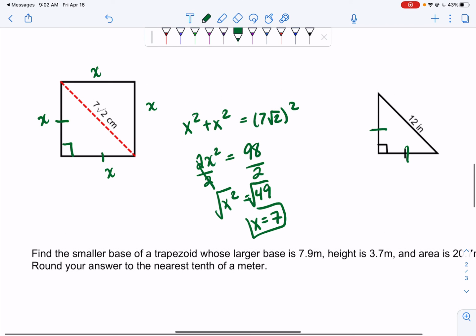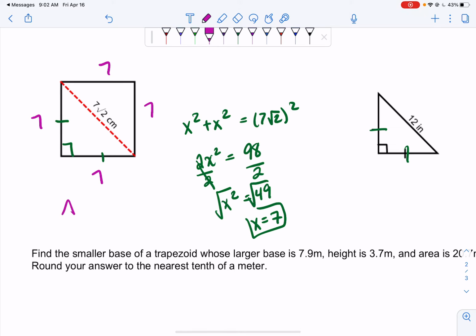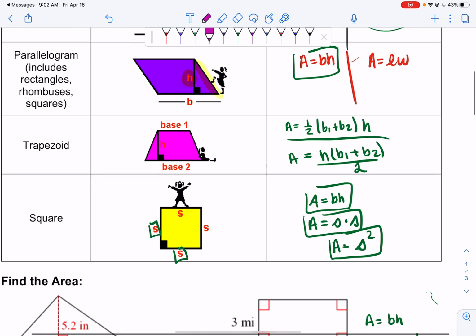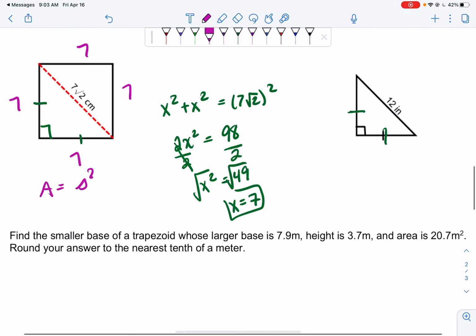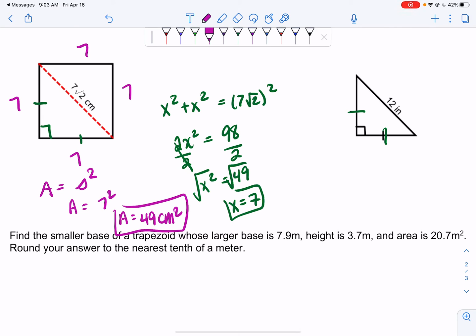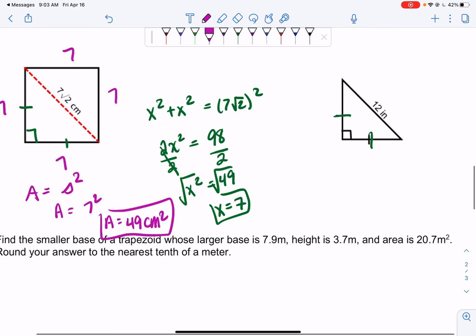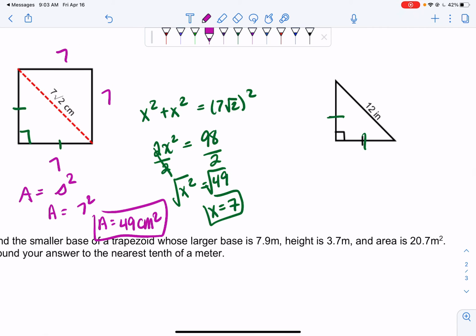So now that I know x is equal to 7, I'm going to go back into my image and put it back in for x. Now we have a square, so we know our area formula is side squared. So I get area equals 7 squared. So area is equal to 49 centimeters squared. And that's your final answer. Now let's go on to this question. This is the exact same process where we need to solve for our missing side length.